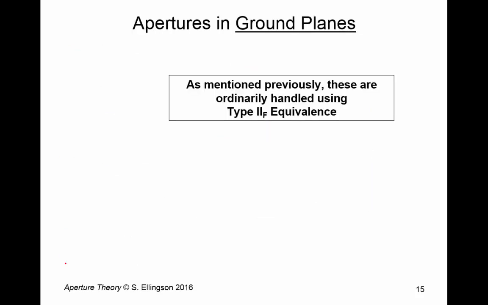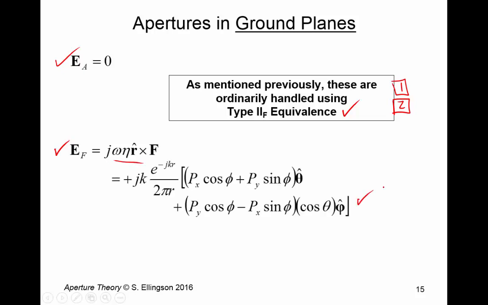Now, for an aperture and a ground plane, we would normally handle that using type 2F equivalence. What I just worked out was the general case, or type 1. Type 2F, invoking these approximations I talked about before, the electric field is 0, resulting, at least the electric fields resulting from electric currents, because we made those go away. The electric fields resulting from the magnetic currents, which remain, are given again by this expression. And here it is again.